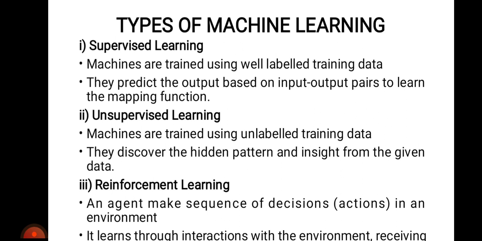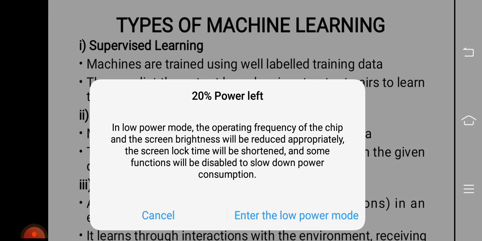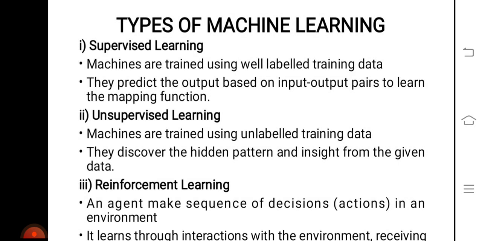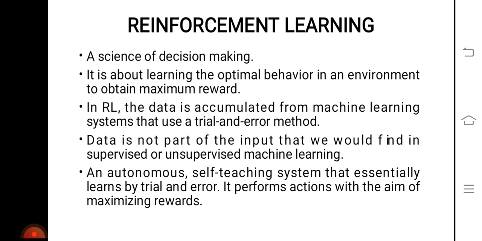In unsupervised learning, machines are trained using unlabeled training data. They discover the hidden patterns and insights from the given data. Reinforcement learning: an agent makes a sequence of decisions or actions in an environment. It learns through interaction with the environment, receiving feedback. We will discuss reinforcement learning in detail.